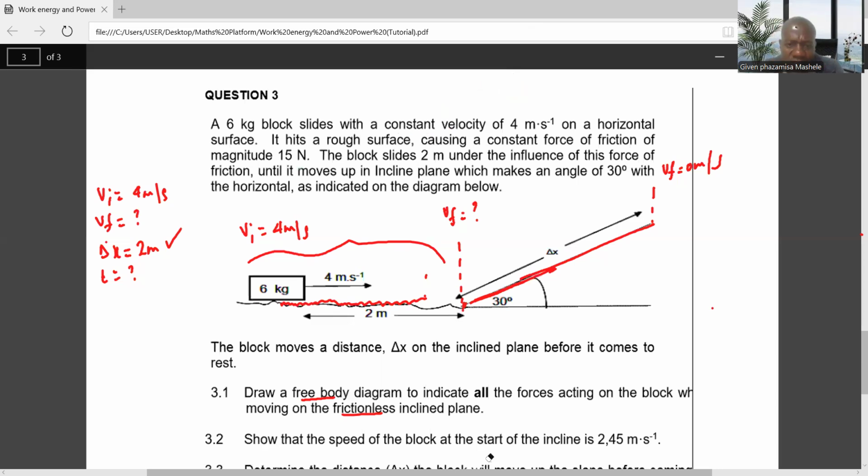Let's identify the forces that are acting here on the 6 kg block when it was on the rough surface. Remember, it was just sliding. So the only force that is acting here, especially the horizontal one, would be just friction. So if we were to calculate F net equals m a, the net force on the horizontal will be minus 15. Why minus 15? Because it is moving in the opposite direction. The mass we know is 6, so we can get the acceleration.